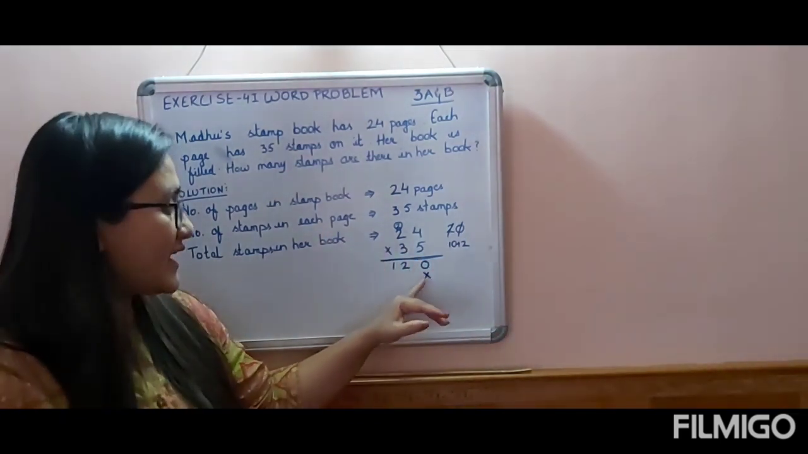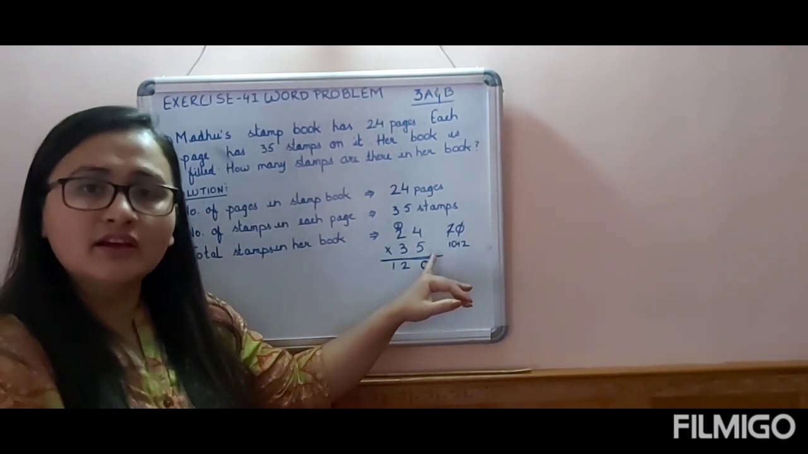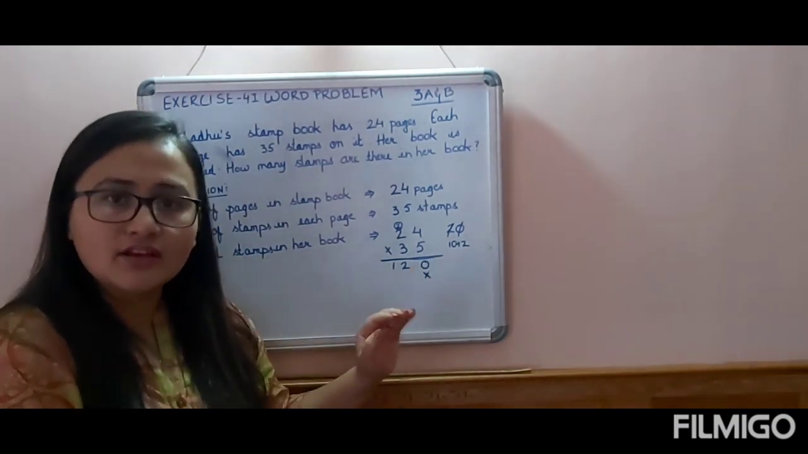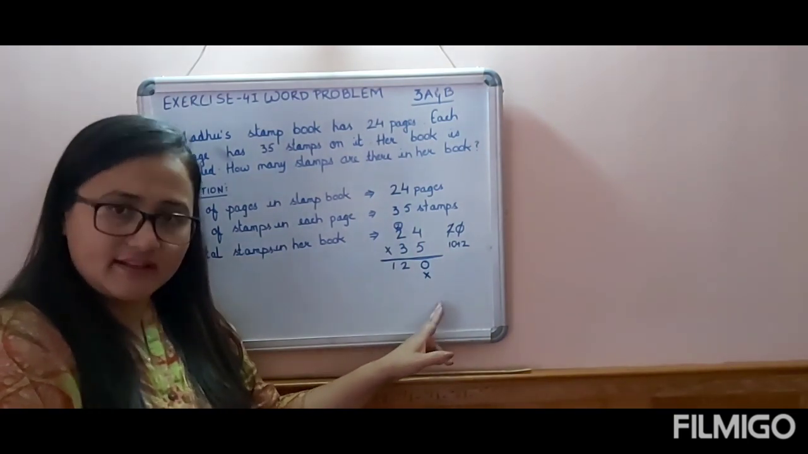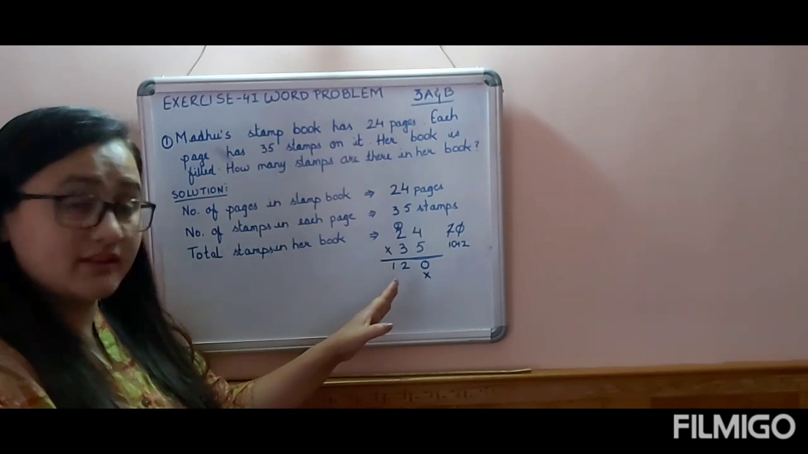Why are we putting this sign? Because we have finished multiplying with the number in the ones place, so we are moving to the tens place. So we will put a cross in the ones place. Okay, now let's move on to the next one.